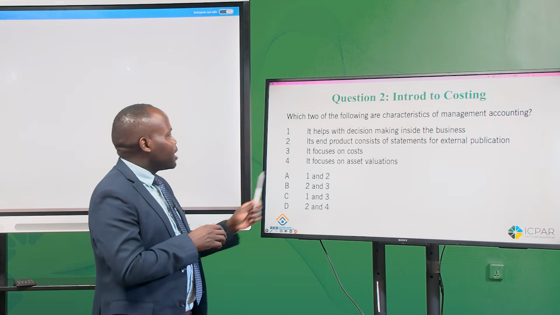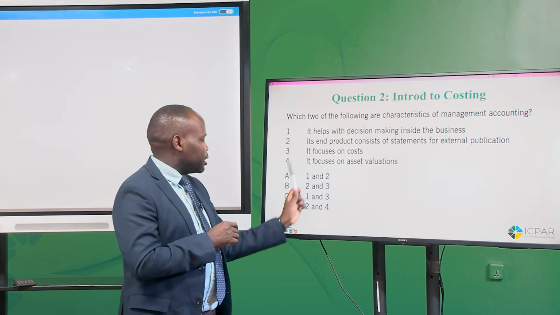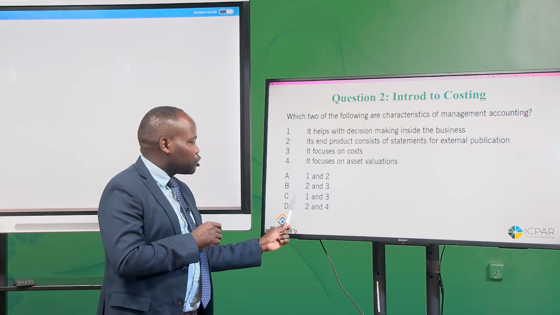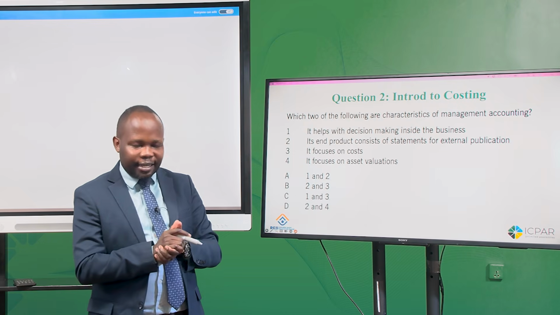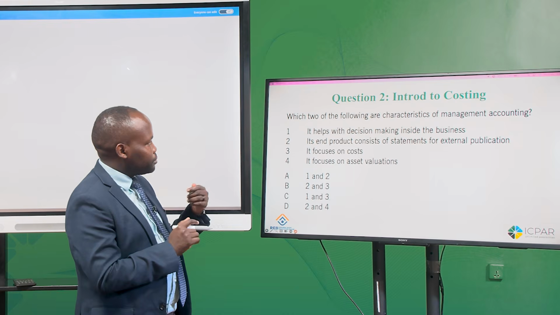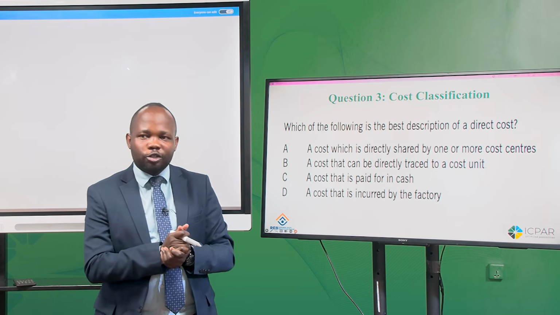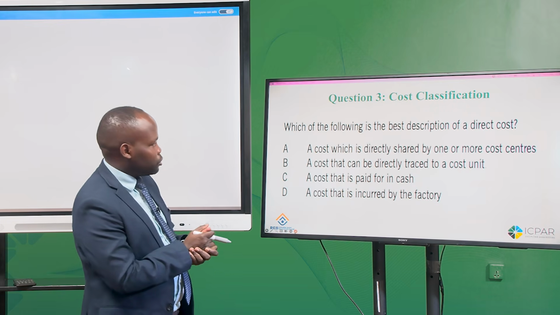So the correct answer is 1 and 3. So which option gives us 1 and 3? Option number C. So the correct answer is C. In our next question, now we move to chapter number 2, which is cost classification.